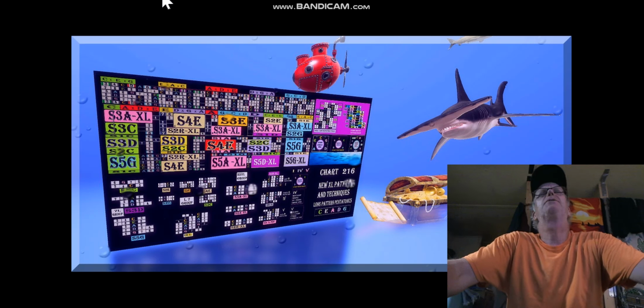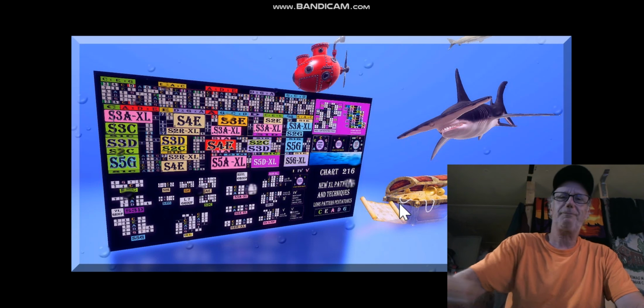Oh wow, look, that 3D, that's nice. Look at that shark and everything and the buried treasure. Great.